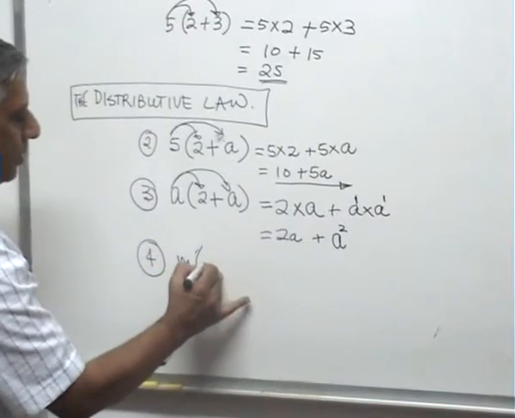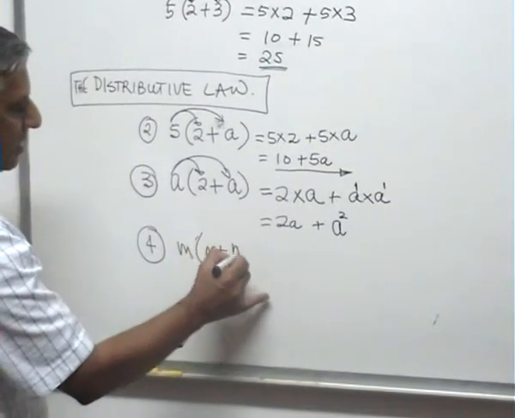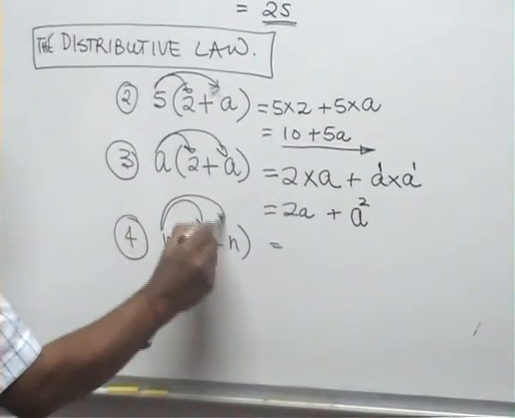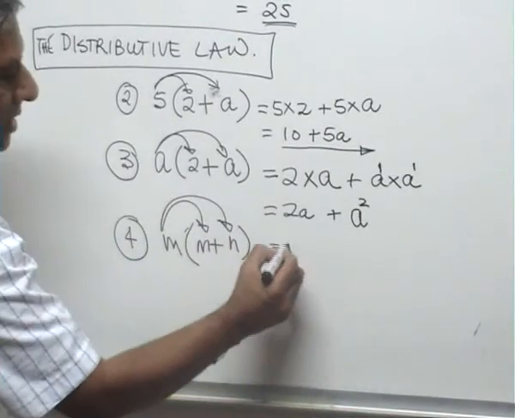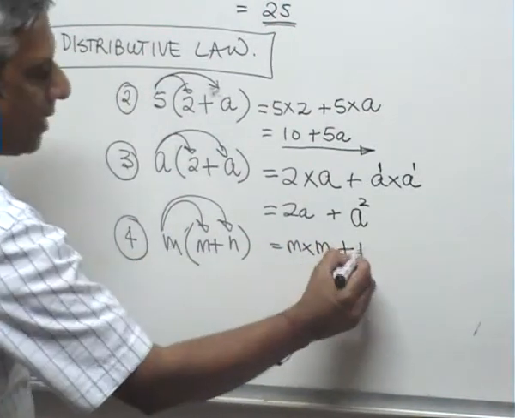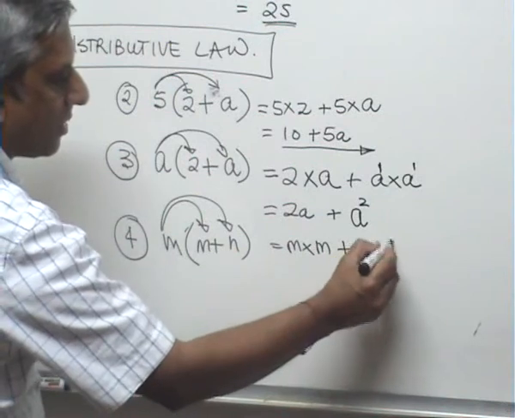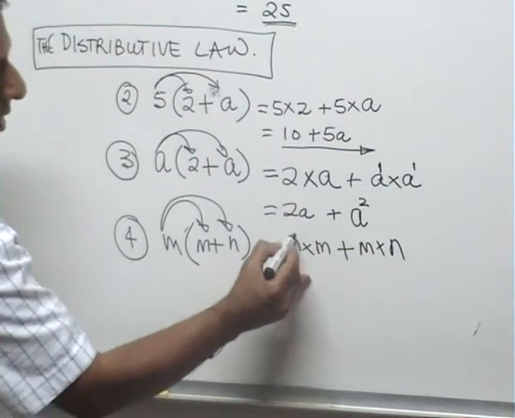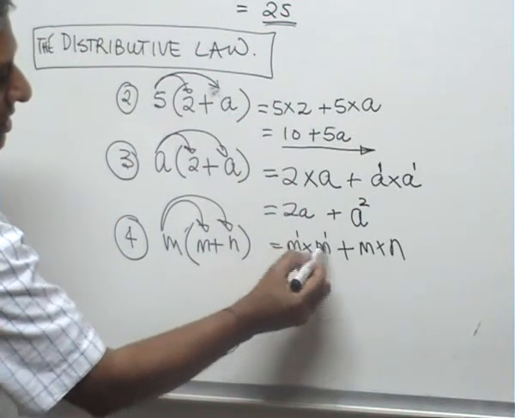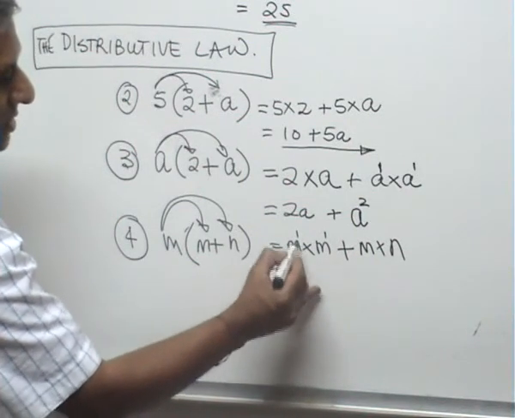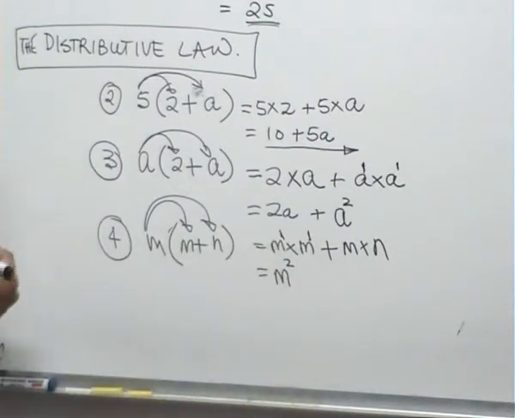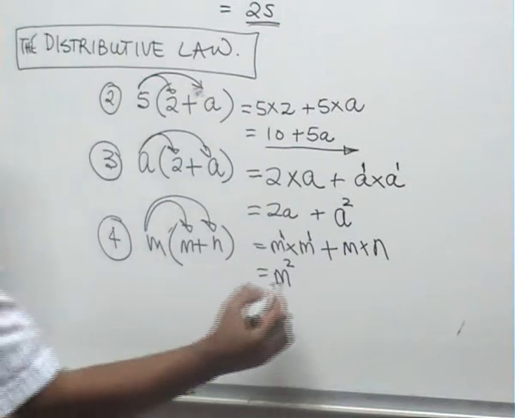M into m plus n. So it will be m times m and m times n. So it's m times m plus m times n. Now, these two are powers. The bases are exactly the same. Write down the base once. Add the indices. Can you see that the rules we have learnt earlier on, we are now using?